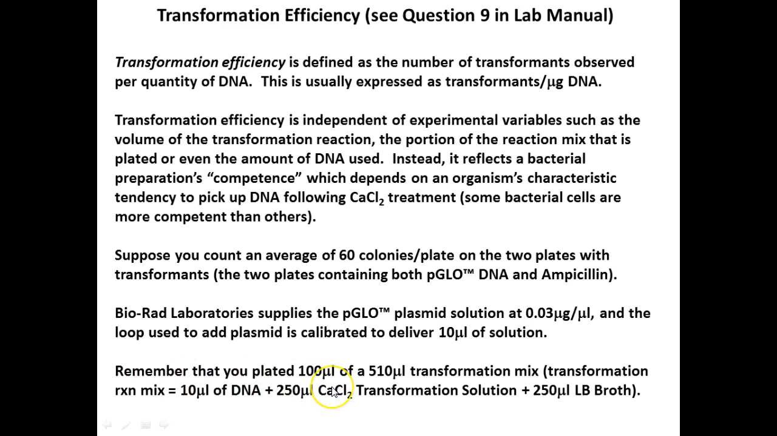Okay. Remember, we're going to plate 100 microliters of a 510 microliter solution. Because remember, we're going to start out with 250 microliters of transformation solution. I'm going to add 10 microliters of DNA to it. And you're going to add 250 microliters of the LB, the food. So we're going to end up with 510.